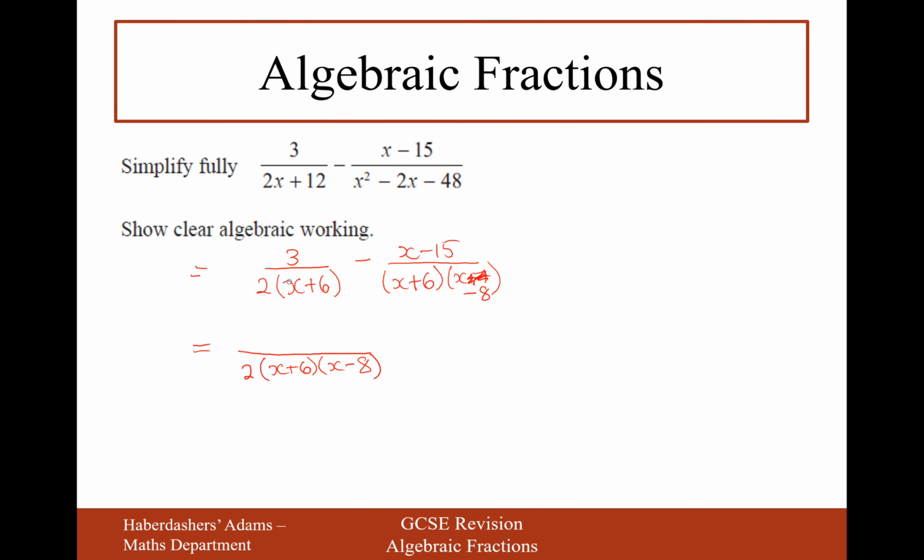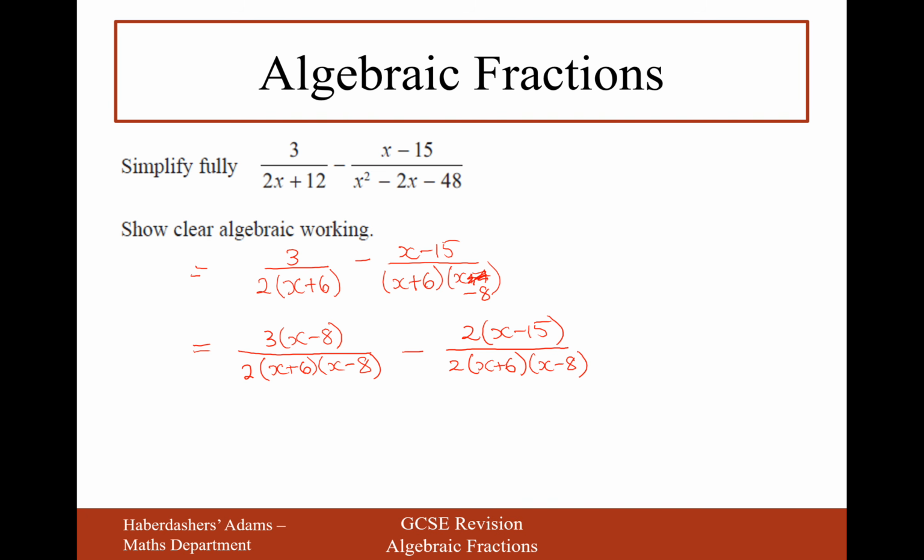So on the left-hand fraction, I've put the x minus 8 on the denominator, so I'll have to also put it on the numerator. And on the second part, I haven't got the 2. So I'm going to have to put the 2 on the denominator. 2(x plus 6)(x minus 8). And it's going to be 2 brackets x minus 15.